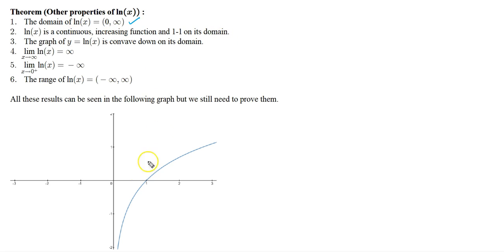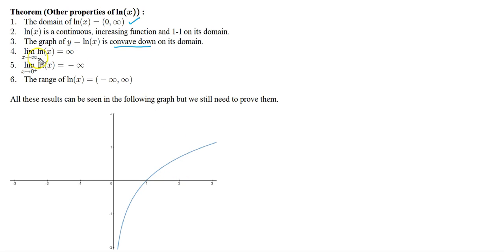Now that's easy to see if you look at the graph of the natural logarithm. Notice the graph here does not have any breaks in it, so it does appear to be continuous. It is certainly increasing on its domain as x varies from 0 to positive infinity. And it is one-to-one. Any horizontal line that we draw only crosses the graph at one location. So it does certainly appear to be continuous, increasing, and one-to-one. Notice also that its graph does certainly appear to be concave down.